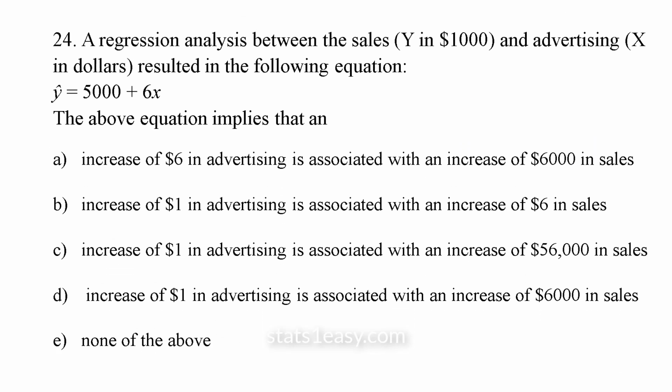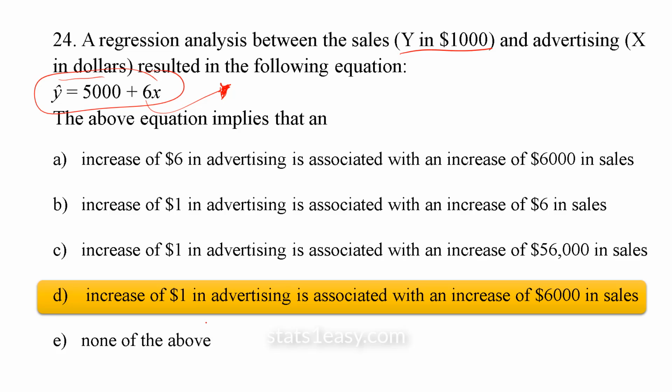Here we have a regression analysis. Y is in thousands of dollars and X is in dollars. This is the resulting equation. And what does this tell us? So normally, if X and Y are both in dollars, we will say if X increases by 1, then Y will increase on average by 6. But because Y is in thousands of dollars, then Y will increase on average by 6,000. That is $6,000. So the best answer here will be D. An increase of $1 in advertising is associated with an increase of $6,000 in sales.